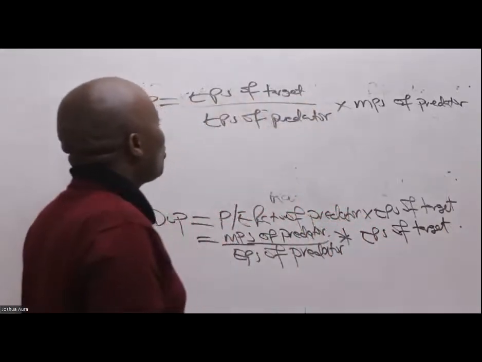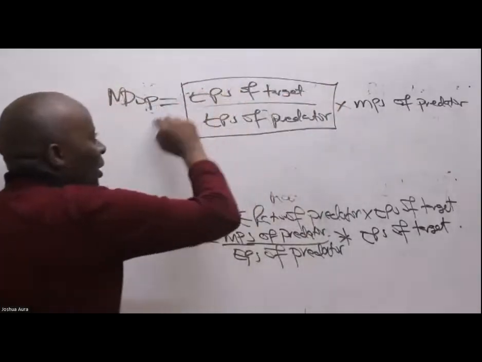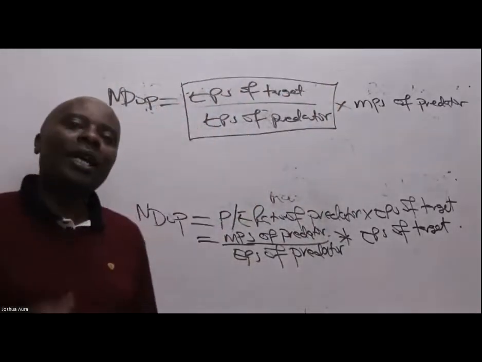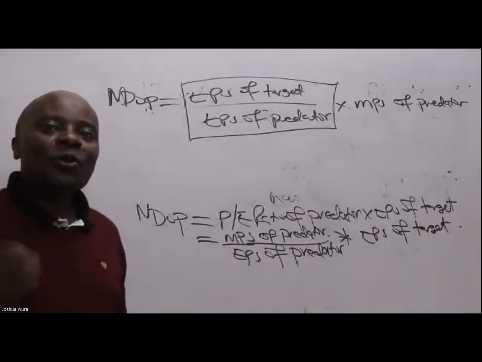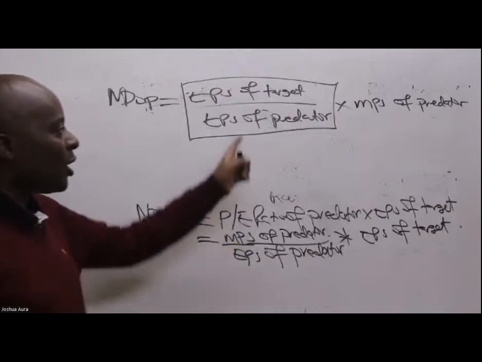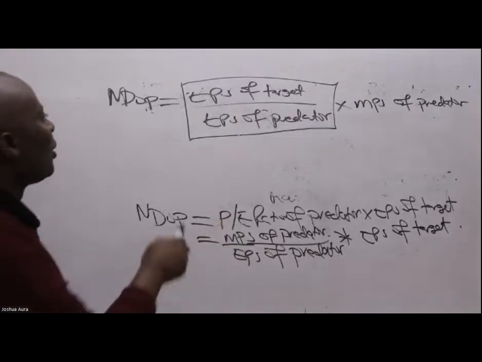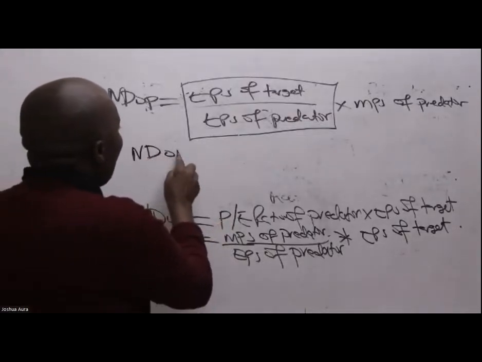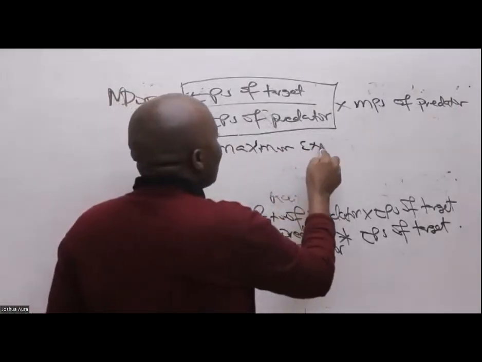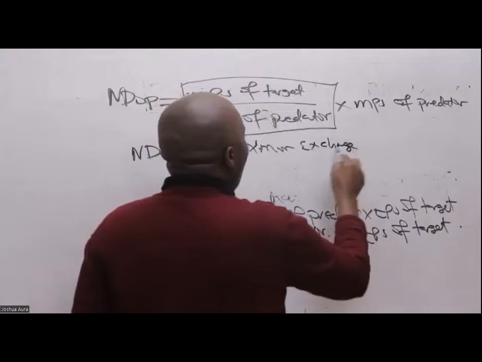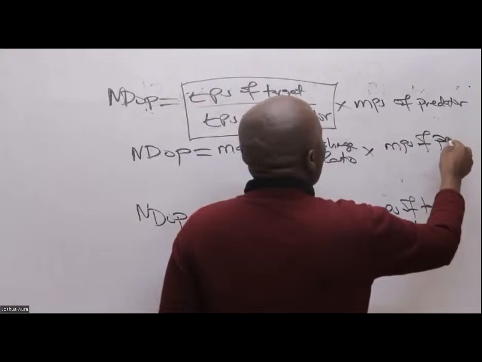And then, ladies and gentlemen, this rings some bell in our minds. EPS of the target all over EPS of the predator is what we call maximum exchange ratio. So in this case, my non-diluting offer price will be equal to maximum exchange ratio times MPS of the predator.